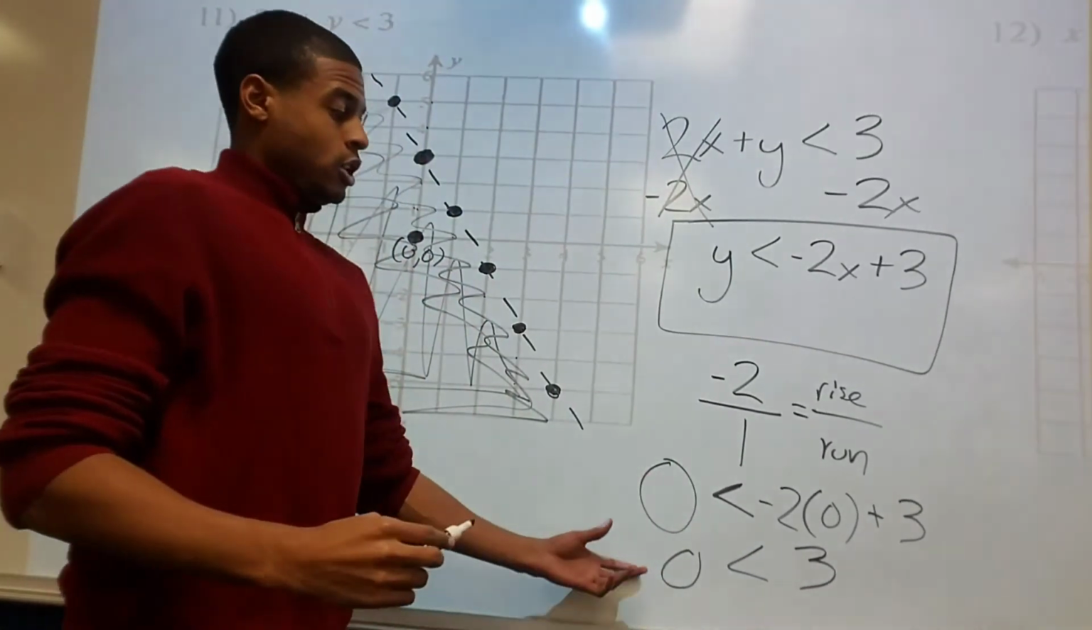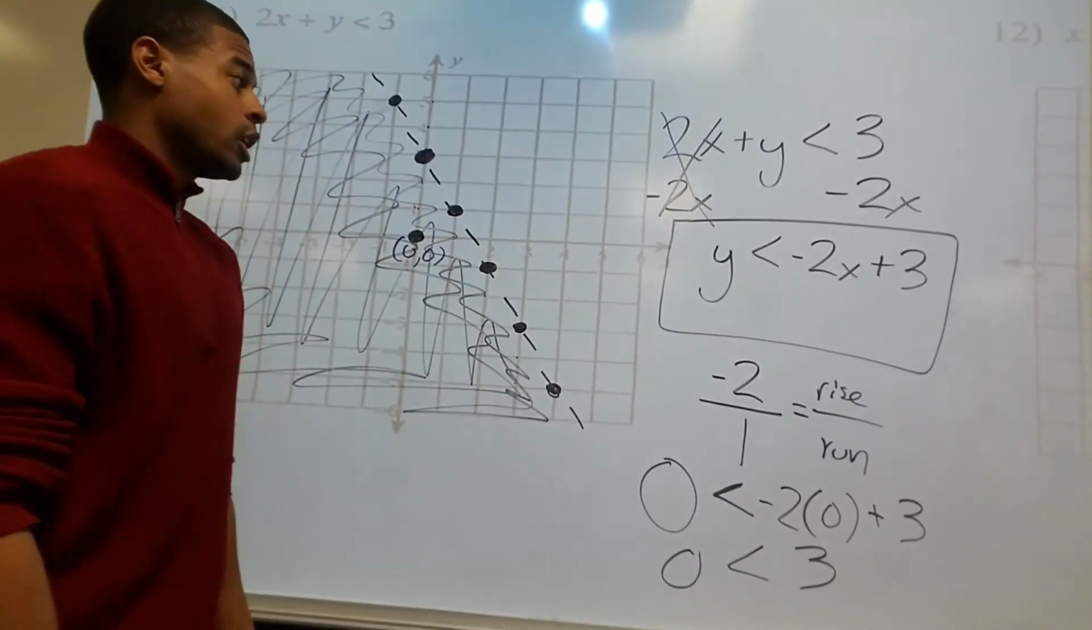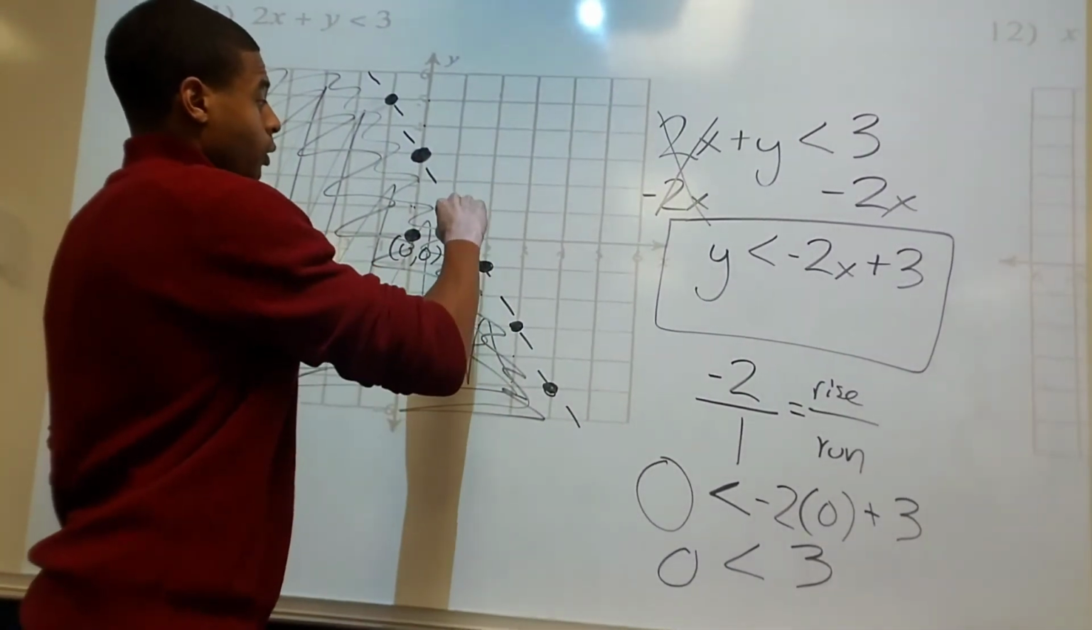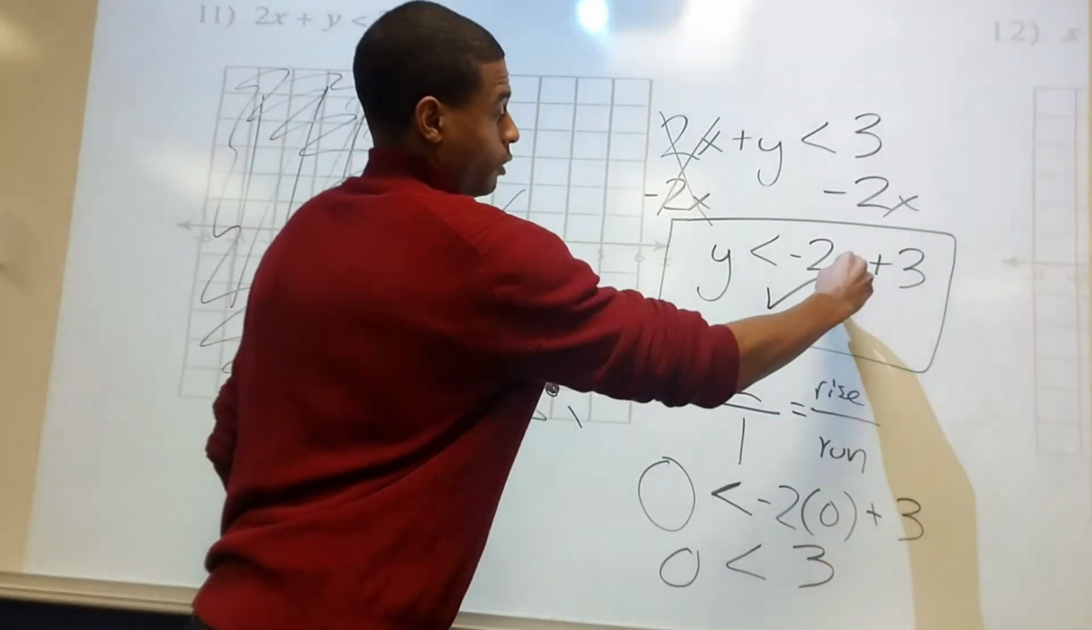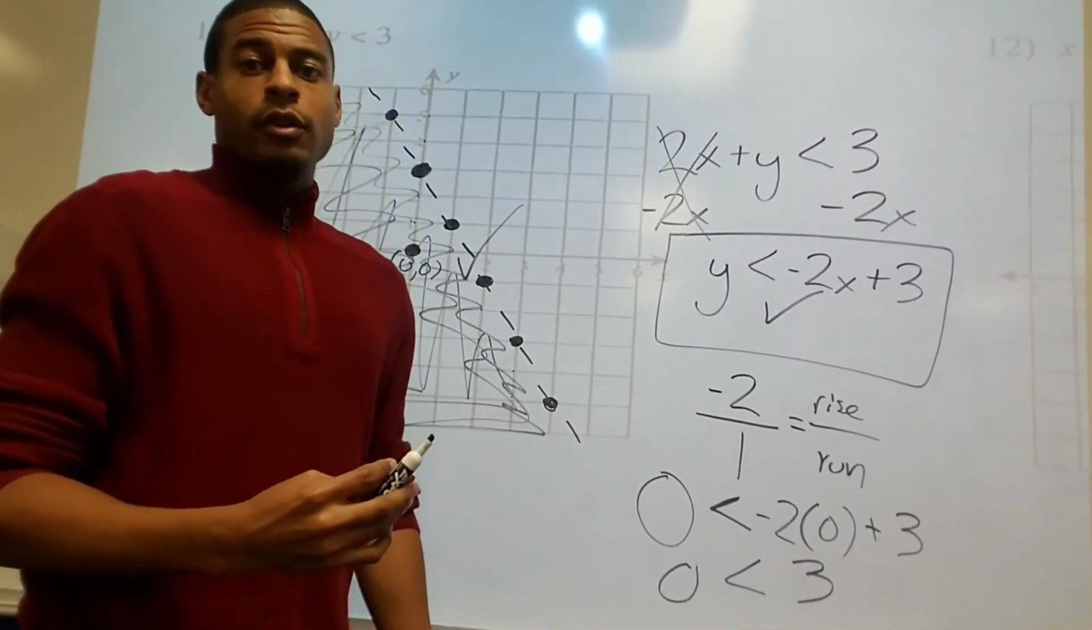So is 0 less than 3? Yes, it is. That is a true statement. So we know that we did this correctly. All right? And that is how you graph inequalities.